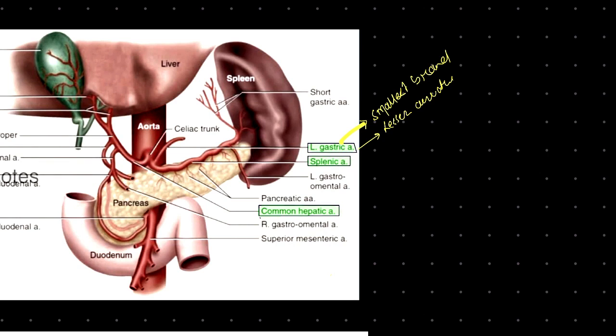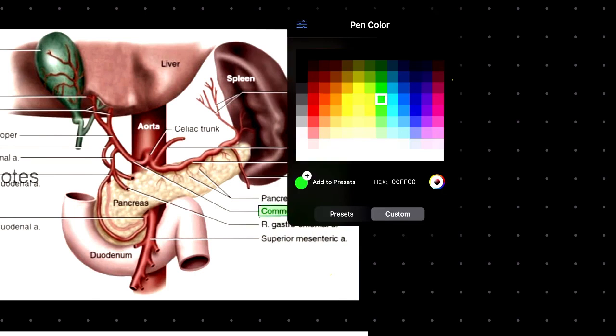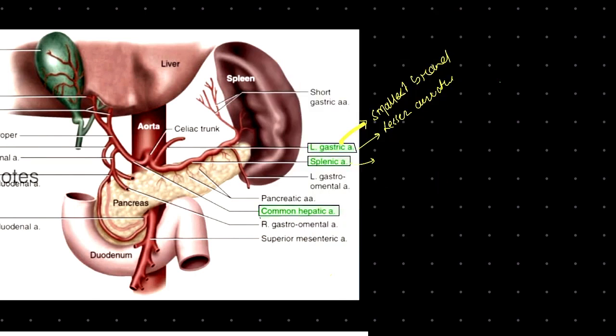Now talking about the celiac artery, this is our celiac artery. As you can see, it is moving in a zigzag manner. So we can say that the celiac artery has a tortuous course, tortuous course.